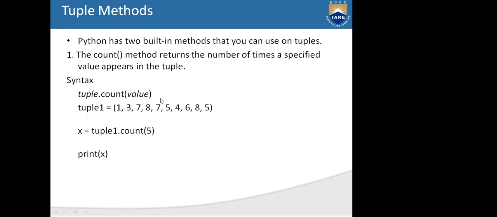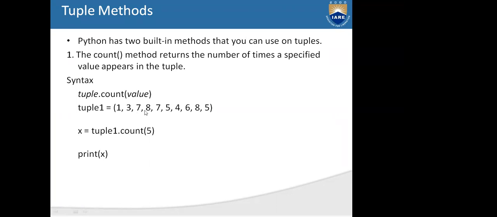Count doesn't mean the number of elements. Length gives us the number of elements. This count provides us, for whichever element value you are giving, how many number of times it occurs. That is the frequency of that particular element, which is returned by the count method. So what is the count method's purpose? It returns the number of times a specified value appears in the tuple.